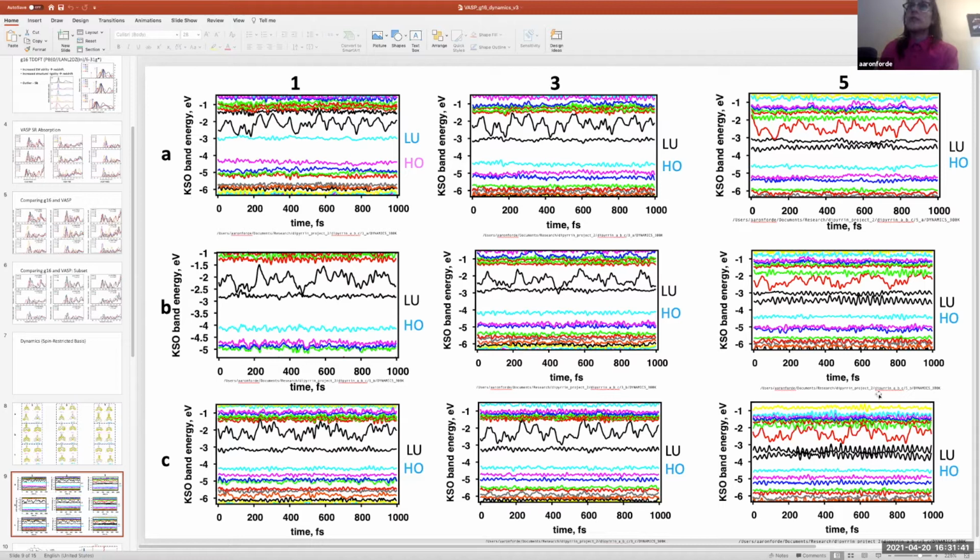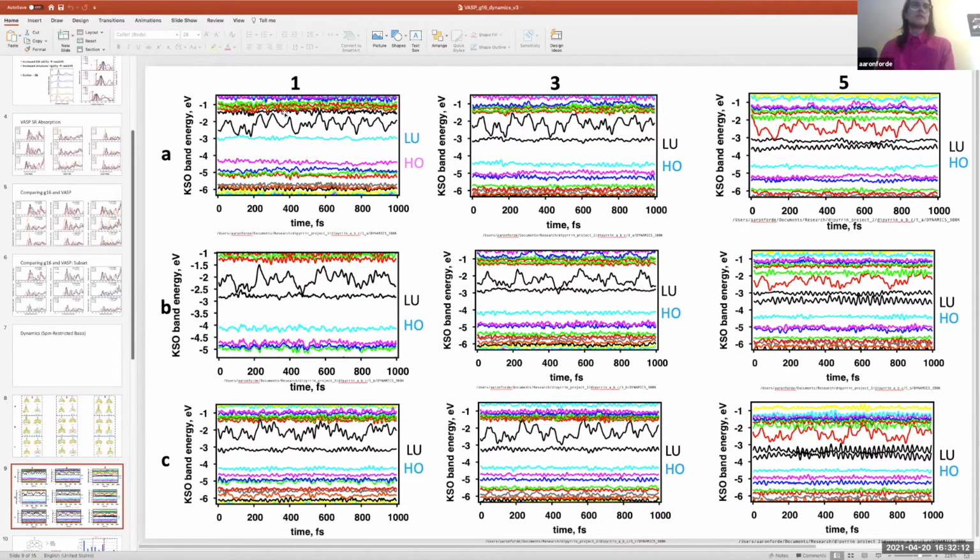I guess the important thing to take away is that there are easily identifiable HOMO and LUMO states, and there's not a significant amount of orbital swapping going on during the trajectory. And so this will lead us to the most compelling data for these structures.